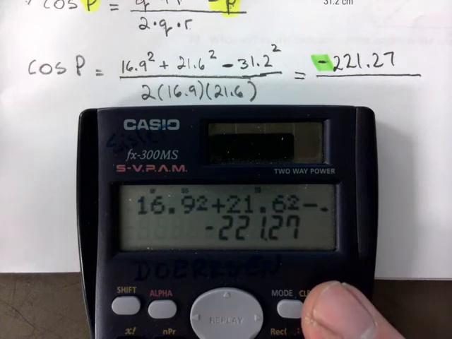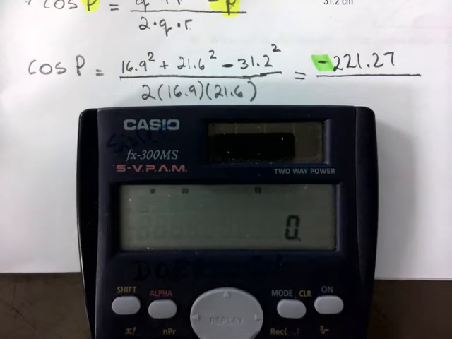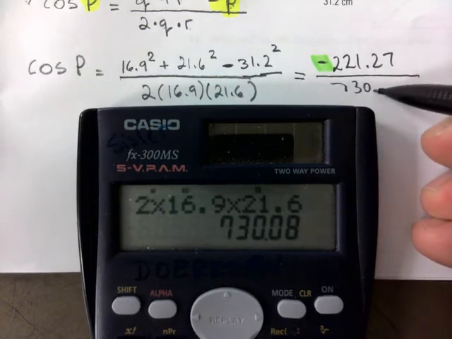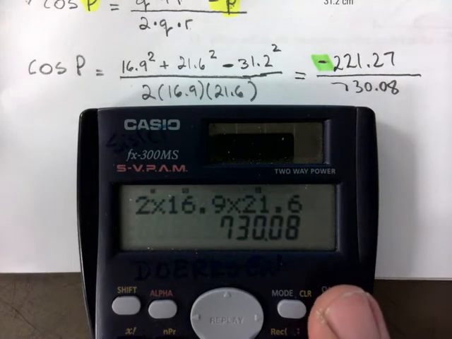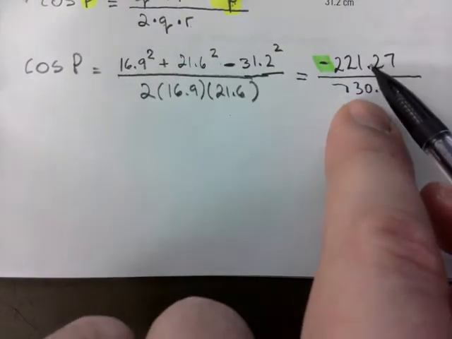And now clear this on your screen, just clear it. Make sure everything is gone. The bottom is 2 times 16.9 times 21.6. And that's 730.08. It's okay to do the train here, because this thing is actually equal to this, okay?